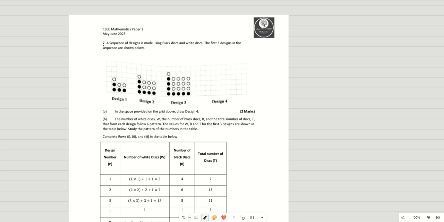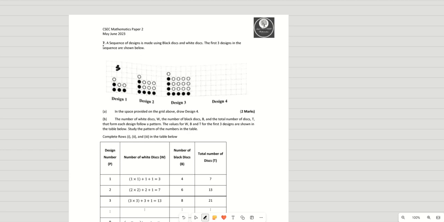If you look at this, number 7 says, a sequence of designs is made using black discs and white discs. The first three designs in the sequence are shown below. Design 1 has 3 black horizontally, and then vertically it was 2 black, 1 white.